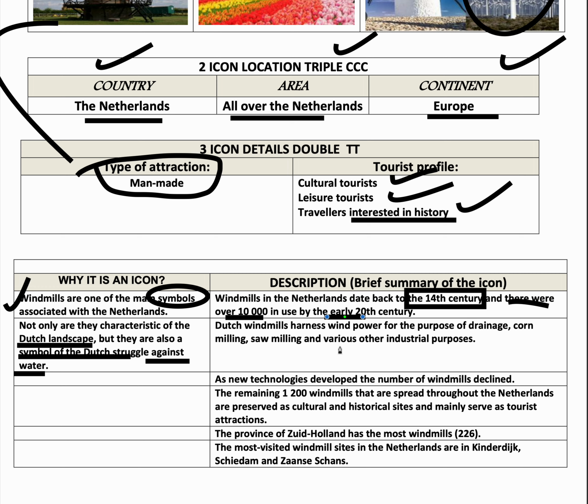The Dutch windmills are wind power, used for the purpose of drainage. When we talk about drainage, it's the flow of water. Their purpose is making sure of the flow of water, and they were also used for corn milling. Corn milling is the process of grinding corn. They were also used for sawmilling, the process of cutting trees, and for various industries. So windmills were used for different purposes, and that's why it's important. You should be able to understand these three uses as well.